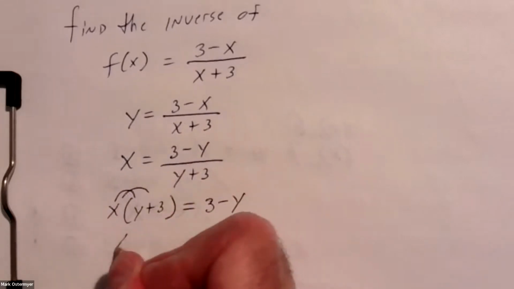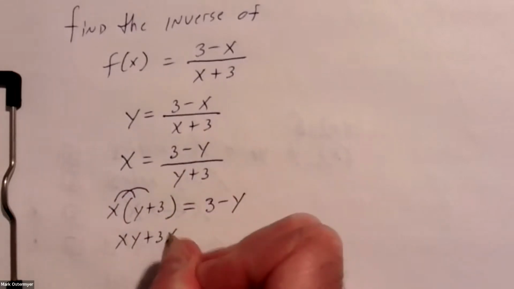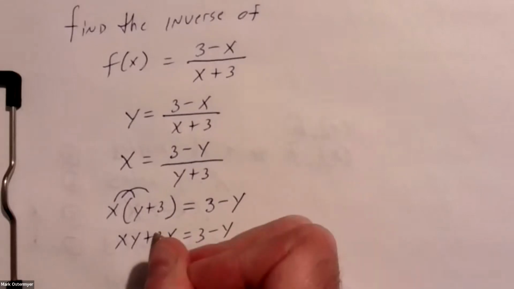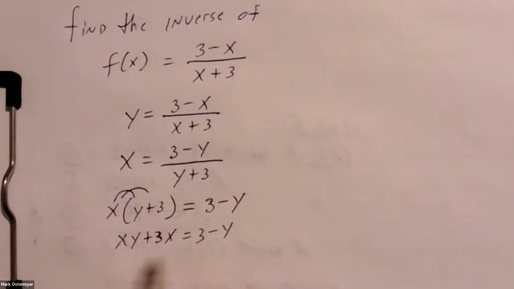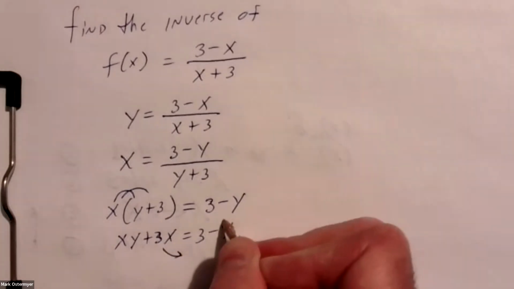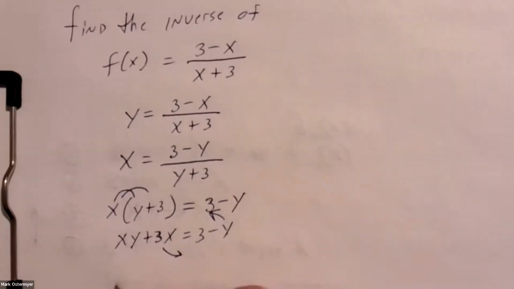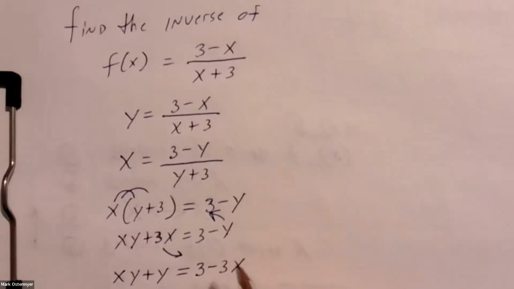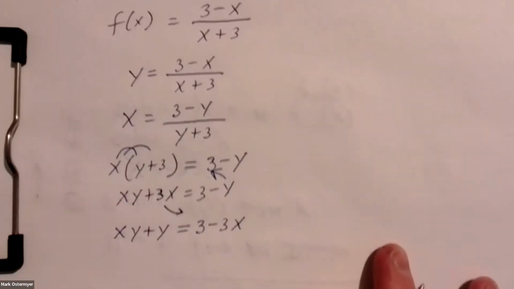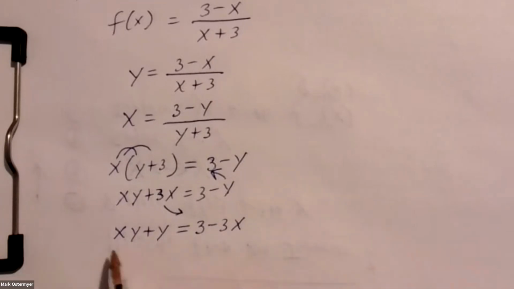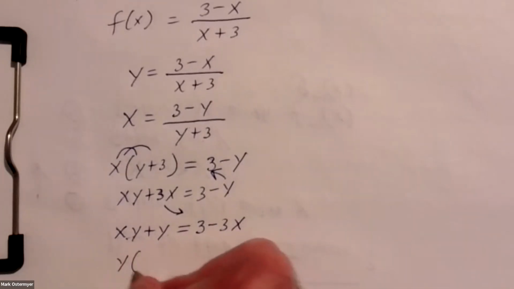Distributing, I have xy plus 3x is equal to 3 minus y. Factoring, I need to get these terms together to both have y in them. I'm going to add y to both sides and take the 3x over to the right. To do that, I add y to both sides. And to take the 3x over to the right, I subtract 3x from both sides. After doing that, my equation now looks like this. Now I can factor y out of both these terms.